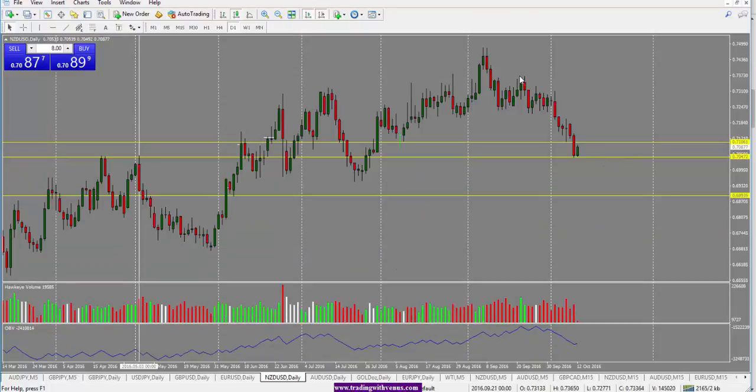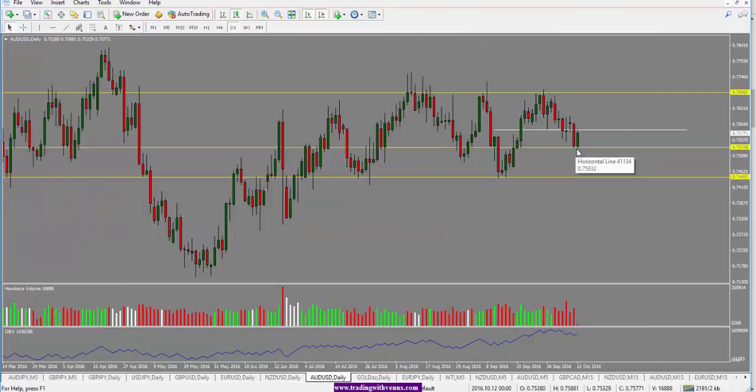Looking at the New Zealand dollar here, we have been seeing a nice drop in New Zealand dollar over the last few days. I'm bearish on this based on the close here, and I'm looking for price to pull back into this 0.7100 level here. And if the price stays below this level, 0.7100, I'm going to be looking for a place to sell this at this level.